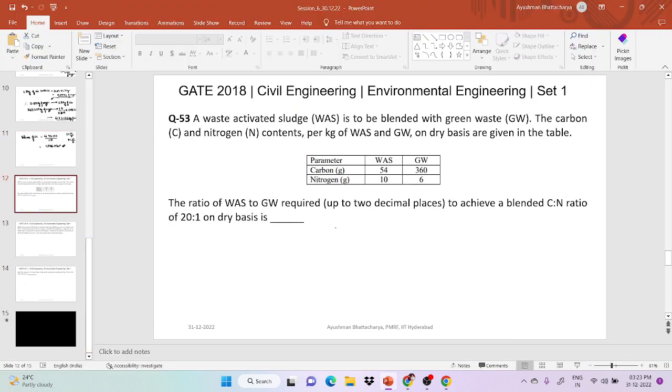Now let's come to the next question. A waste activated sludge is to be blended with green waste. The carbon and nitrogen content per kg of waste activated sludge and green waste on dry basis are given in the table. The ratio of waste activated sludge to green waste required to achieve a blended C by N ratio of 2:1 on dry basis is. This is a very simple question.